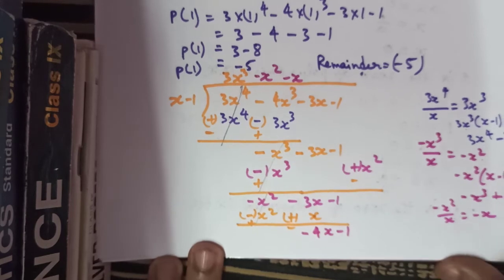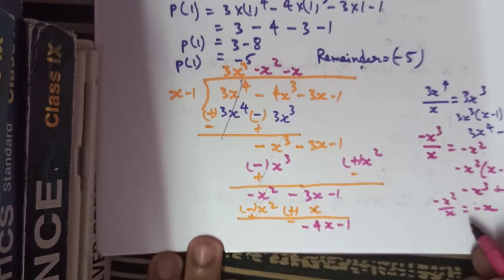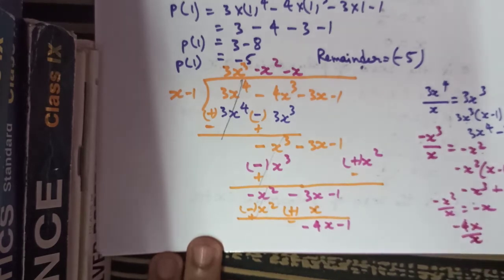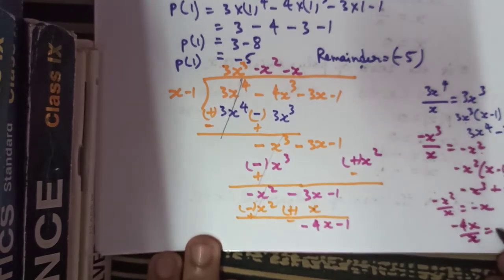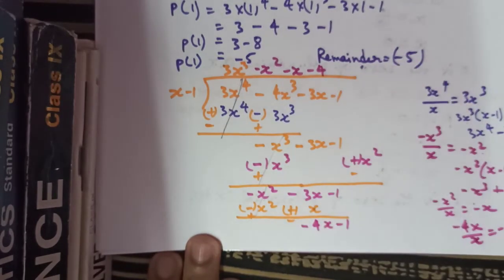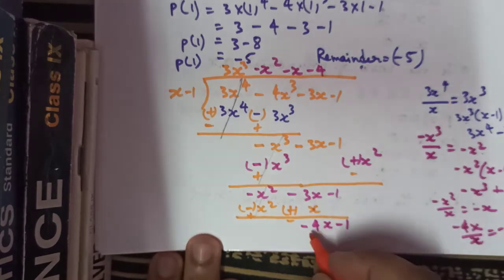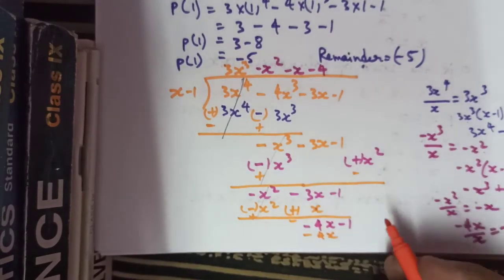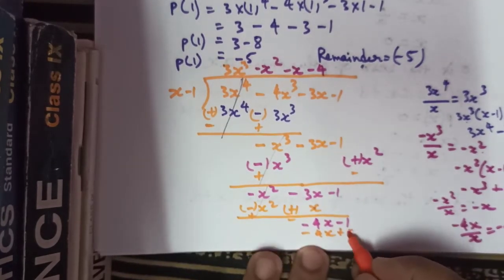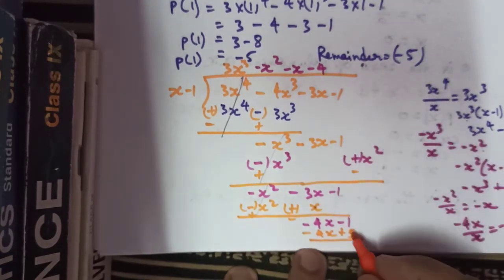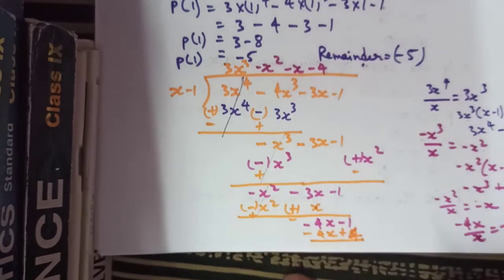Minus 4x minus 1, again minus 4x divided by the first term, that is x, we will be getting what? Minus 4. So here this will be the last term, minus 4. So minus 4 multiplied by x will be minus 4x, and minus 4 multiplied by minus 1 will be plus 4, not plus 5, this will be plus 4.